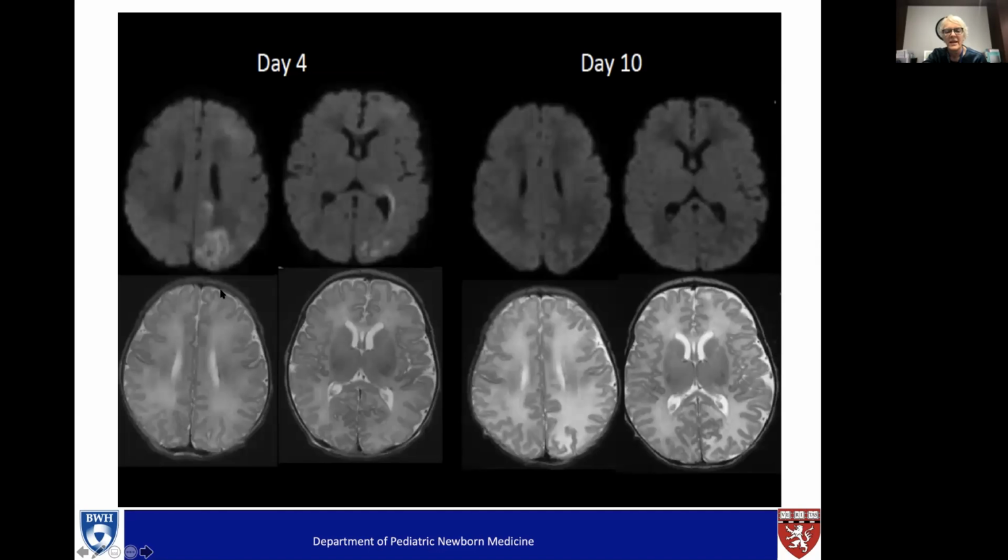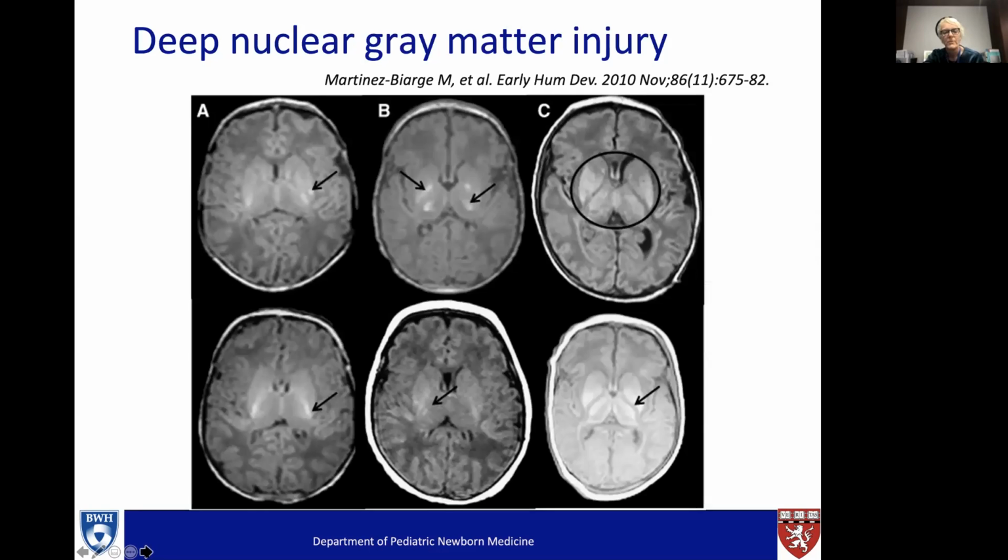So you can see here now on the DWI, this restriction here in day 4 in the posterior watershed and a little bit in the anterior watershed. Nothing to see on the T2s, whereas by day 10, that's faded. And now you can see a little bit of high signal, but it might have been hard to pick it if you hadn't had the earlier imaging.